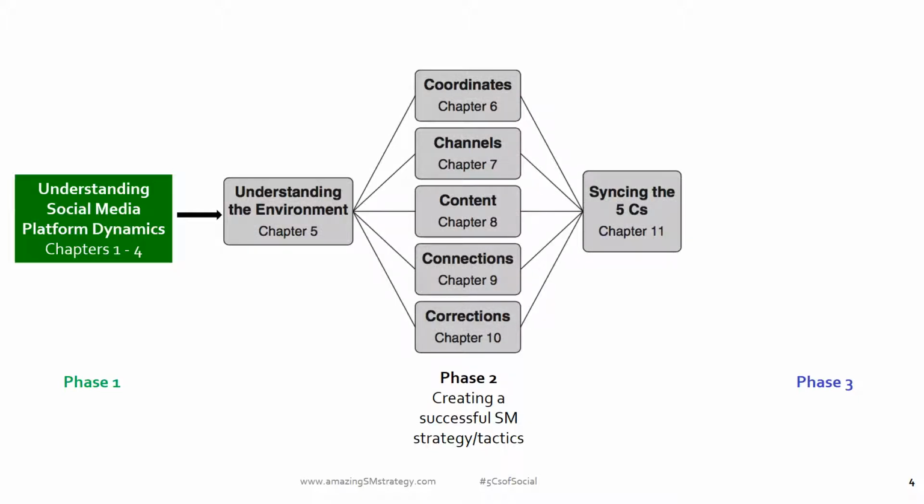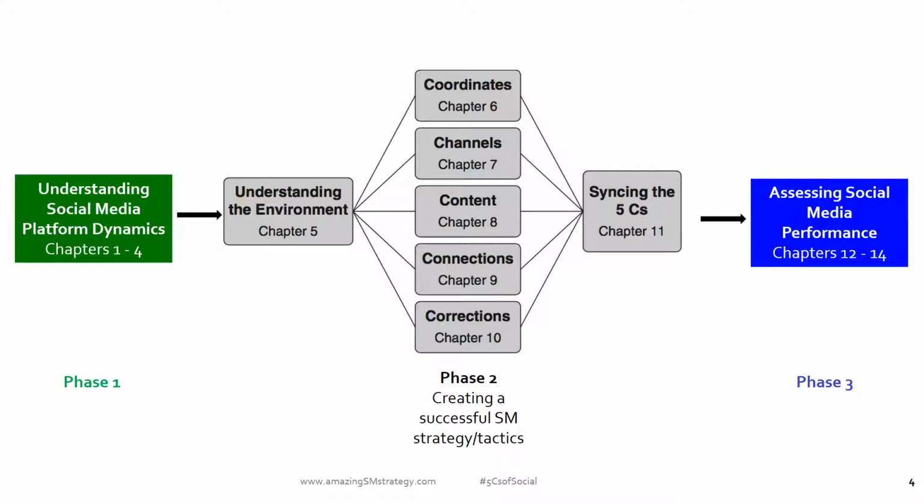Phase 2 represents the heart of the course. It starts with understanding the environment, moves on to create a deep understanding of the 5 main components that comprise a social media strategy, and concludes with a discussion of how to sync, or how to coordinate, the 5 C's to form a coherent strategy. Phase 3 focuses on how to use the 5C framework to assess social media performance.